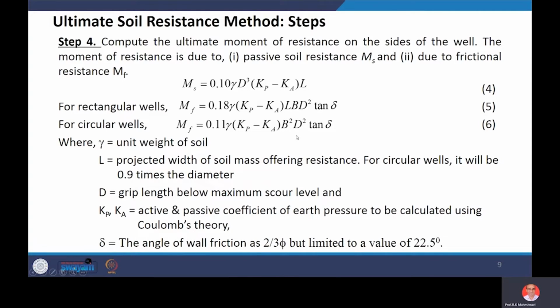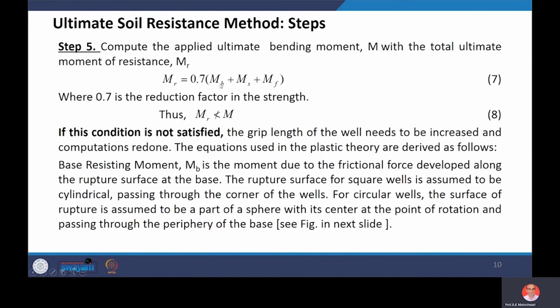So in equations 4, 5, 6, you calculate Ms and Mf. Mb is already calculated. So we sum up all these moments. The applied ultimate bending moment M should be compared with the total moment of resistance. What you have, Mb plus Ms plus Mf, all these combined will give the resisting moment, and this resisting moment should be multiplied by a factor of 0.7, which is a kind of strength factor.